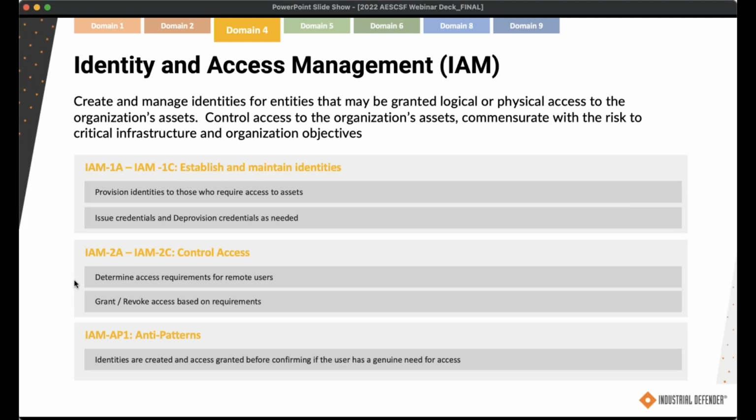So these objectives are all about creating and establishing and provisioning identities to everyone that needs one, basically. You need to issue those credentials, and almost more important than that, you need to deprovision credentials as quickly as possible. Once somebody no longer needs access, remove that access. That is basically minimizing your attack surface, right?